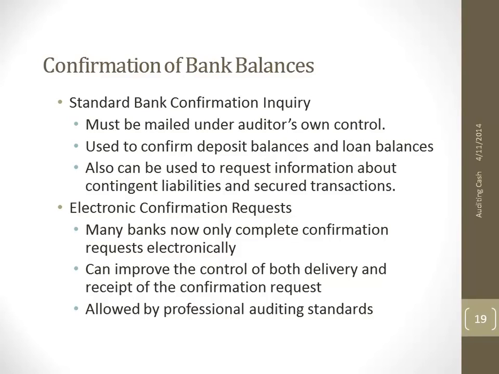So standard banks. With these standard bank confirmations, you're also going to request information about potential contingent liabilities, right? So if the company has an outstanding line of credit, or any loan agreements, contingent liabilities or secured transactions. Remember we talked about the secured credit facility in one of the cases, right? So that information you'd also request on the bank confirmation.